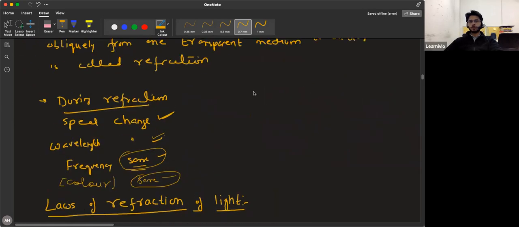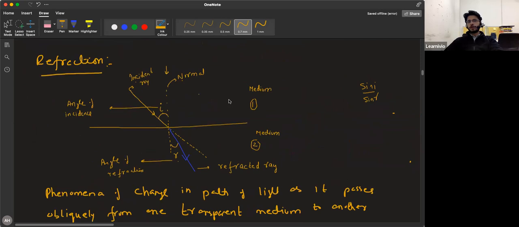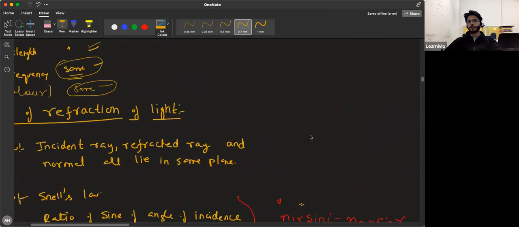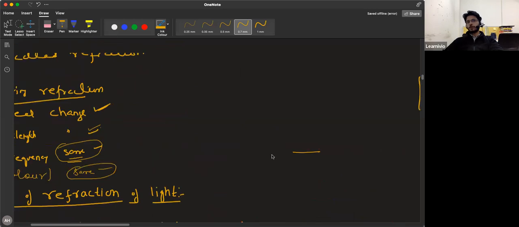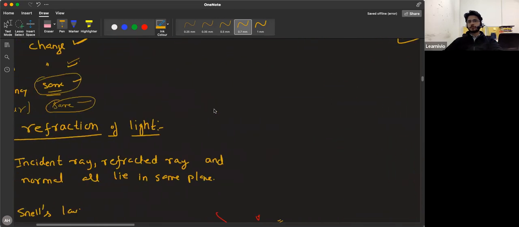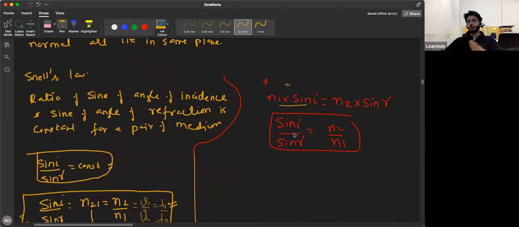See, this is medium 1. The refractive index in medium 1 is n1, and in this medium the angle is i. So just take n1 and multiply it with sin i. When you take the second medium, its refractive index is n2 and the angle here is r. You can take n2 into sin r. So when you take sin i by sin r, it comes out to be n2 by n1.